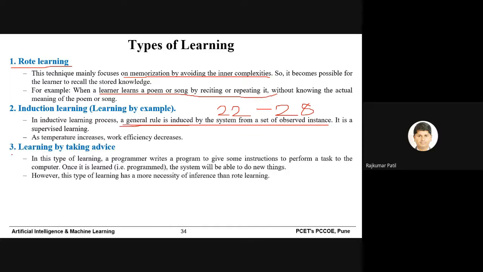Then learning by taking advice, this is another type of learning. In this type of learning, a programmer writes a program to give some instructions to perform a task to the computer. Once it is learned, the system will be able to do new things, right? Just like we take the expert opinion.